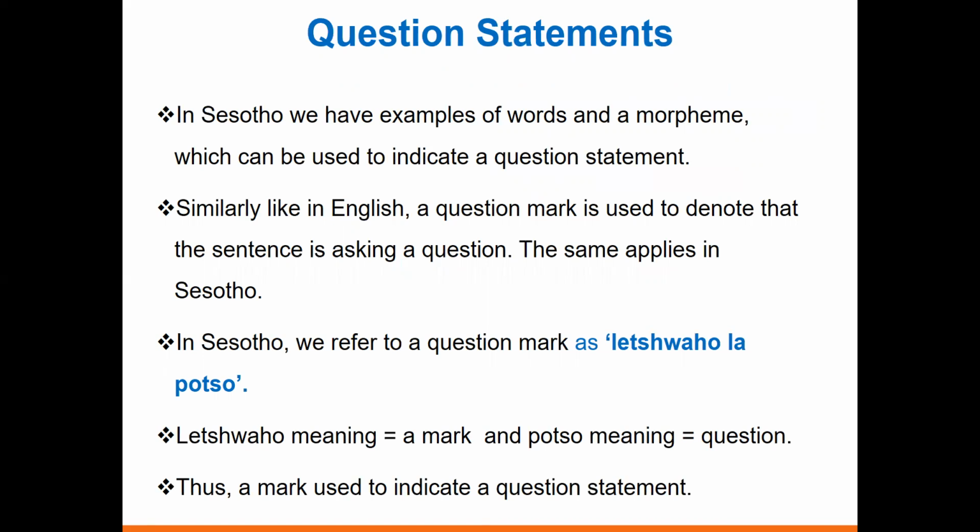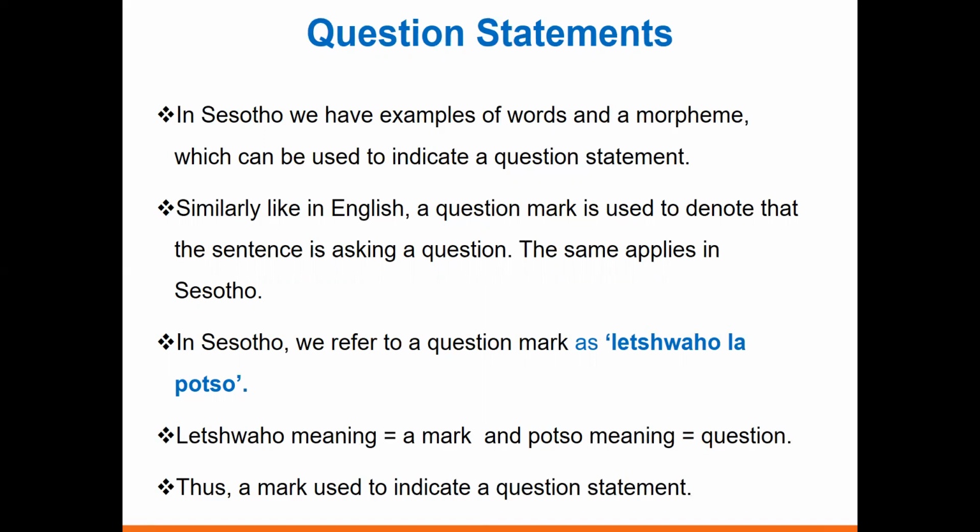So when we look at question statements, in Sesotho we have examples of words and morphemes which can be used to indicate a question statement. Okay, so it can be a particular word that denotes a question in a sentence, or a particular morpheme like the morpheme na, which denotes that this statement is phrased as a question. Okay, and like in English, we have a punctuation mark that denotes a sentence that asks a question, which also applies in Sesotho as well.